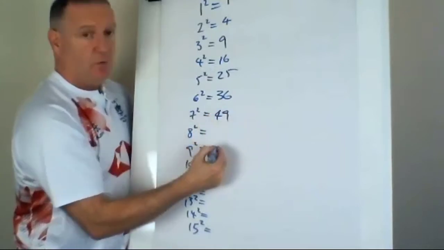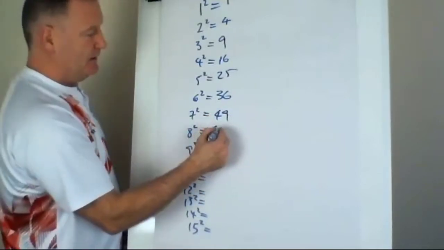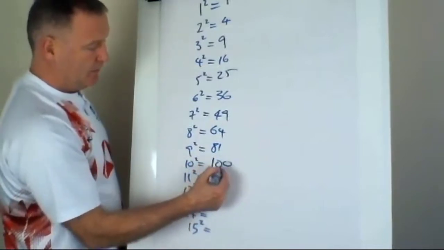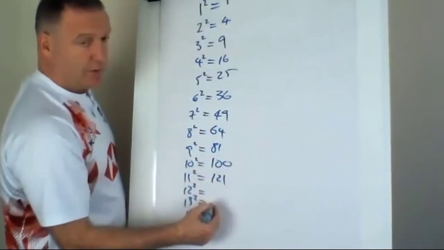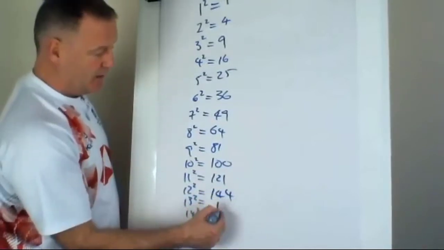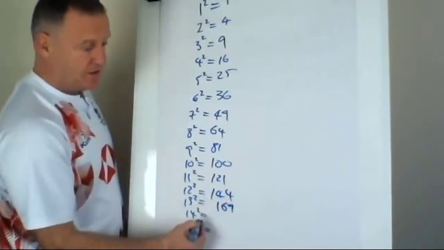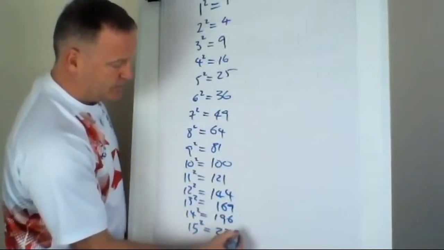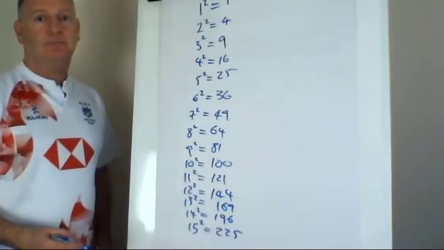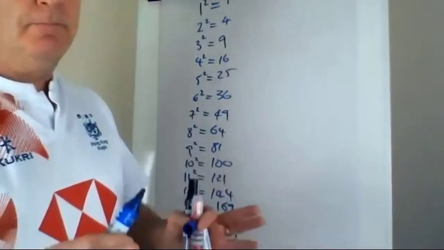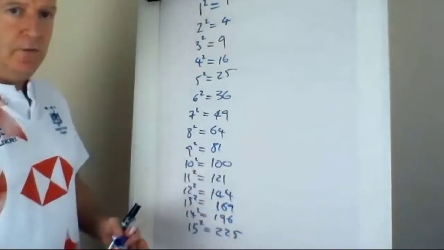7 squared, 49, 8 squared, 64, 9 squared, 81, 10 squared, 100, 11 squared, 121, 12 squared, 144, 13 squared, 169, 14 squared, 196, 15 squared, 225. Know them, learn them.